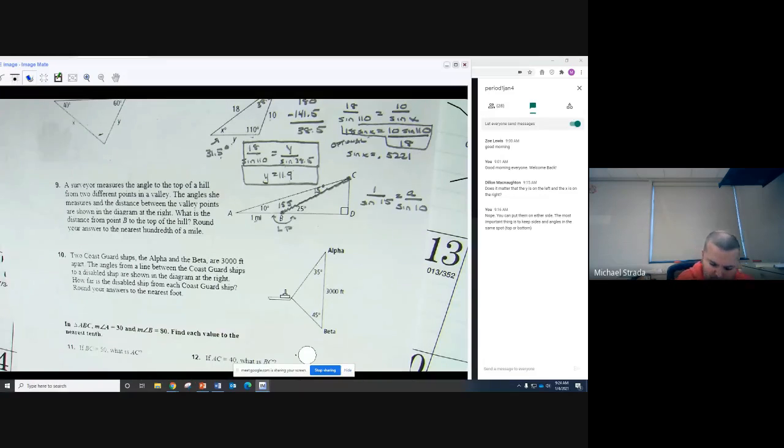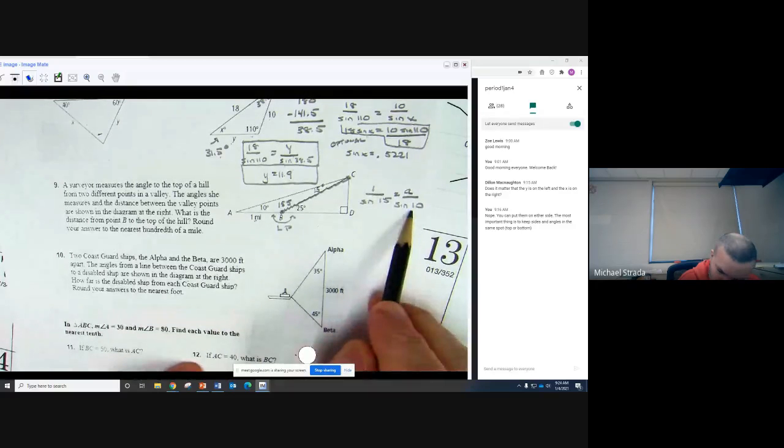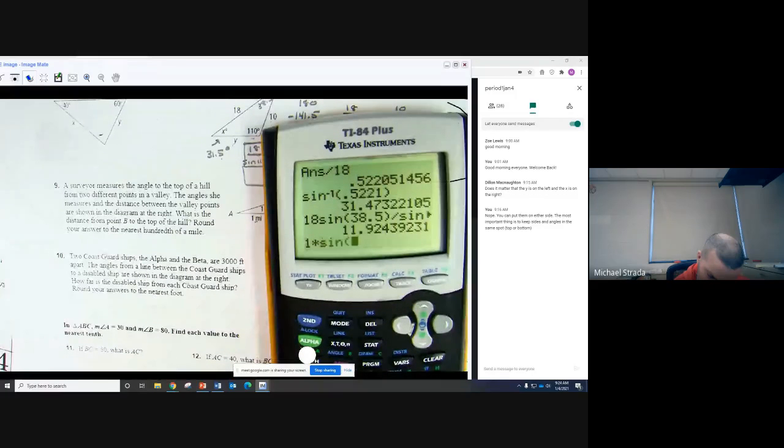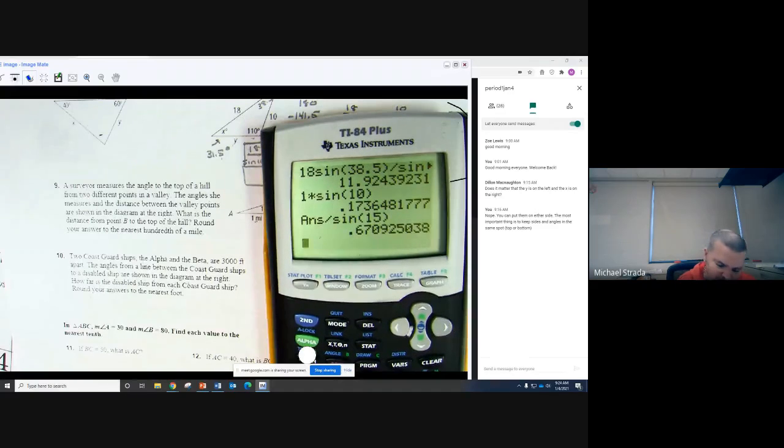I'm going to cross multiply 1 times the sine of 10, and then divide that by the sine of 15. And I get 0.6709.